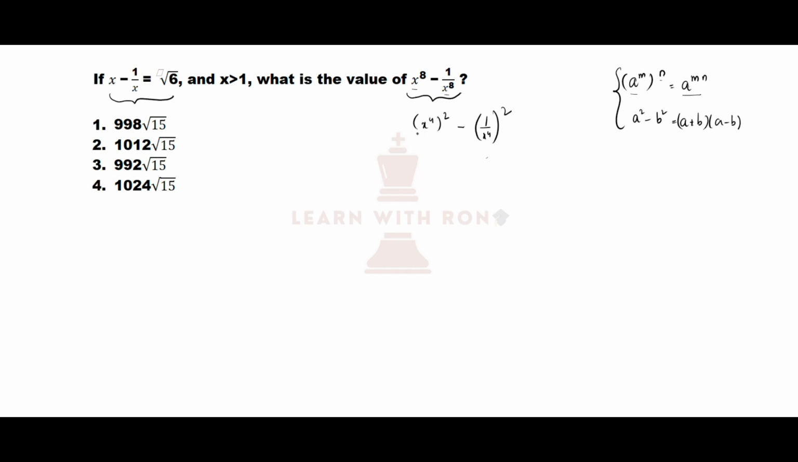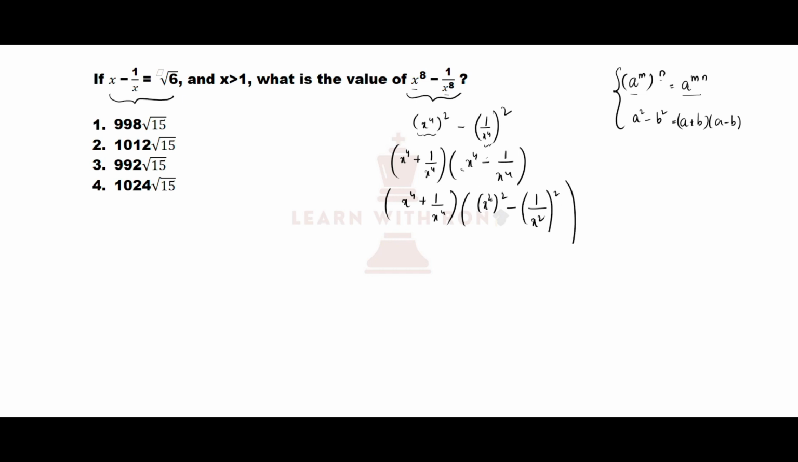So this is in the form of a square minus b square, right? So I can write it as (a plus b), which is x to the power of 4 plus 1 by x to the power of 4, and (a minus b), x to the power of 4 minus 1 by x to the power of 4. Now see this again, x to the power of 4 minus 1 by x to the power of 4, I can write as (x square) whole square minus (1 by x square) whole square. See, (a power of m) whole to the power of n, a power of mn, which is 4.